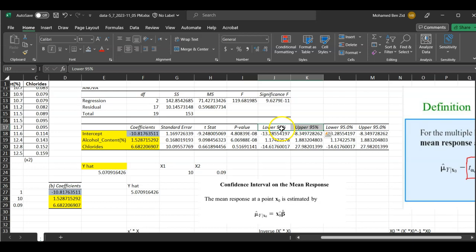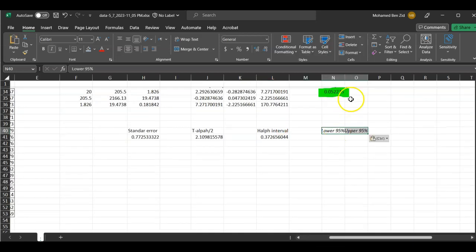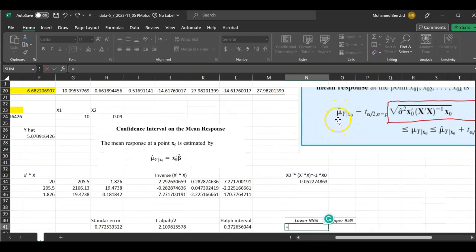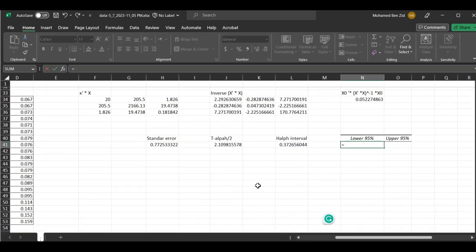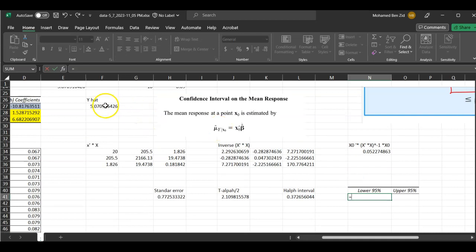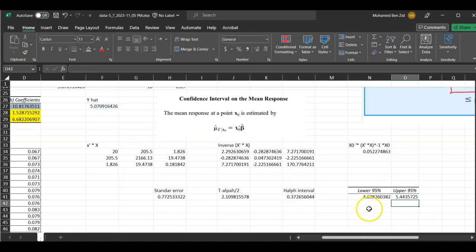So I'm gonna copy the lower and the upper, and this is the calculation here, right? Okay, so for the lower end, it will be equal sign. So according to my formula again, that's going to be the expected value that we calculated earlier, the y hat, minus the error, or minus half of the interval. So this is gonna be in here equal sign, and then we're gonna select this y hat value, then minus sign and half interval. This is the half interval. Enter. And the upper end is going to be very similar, equal sign. We're going to select the y hat value plus, this time, half of the interval and enter. And those are the two values.